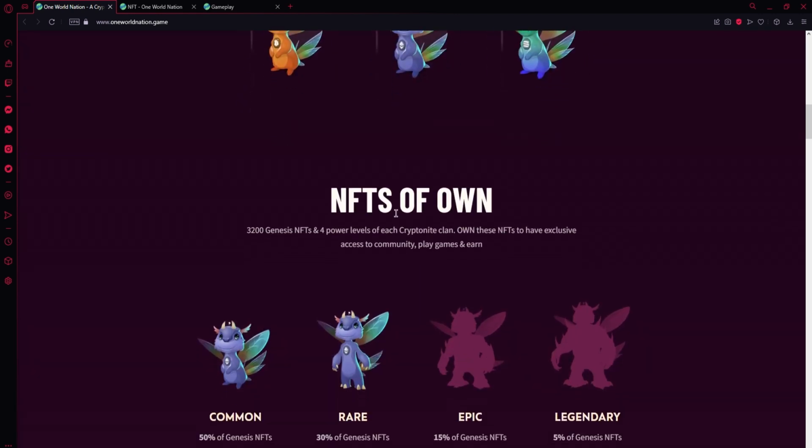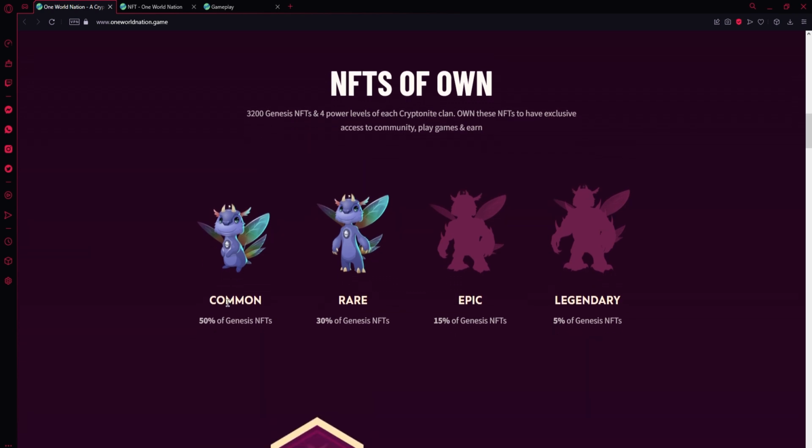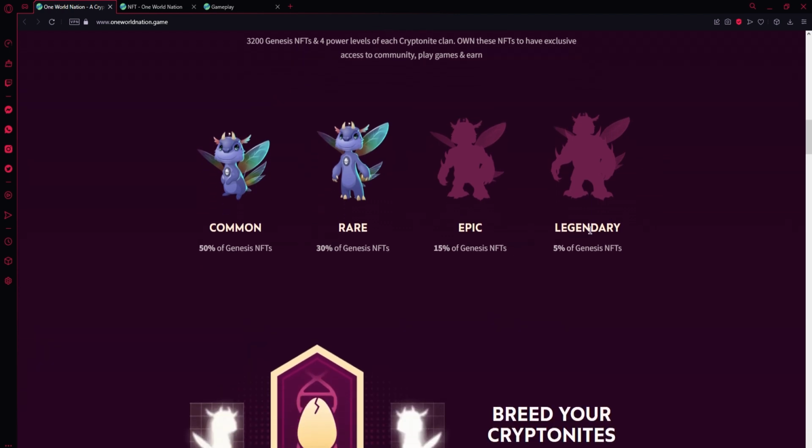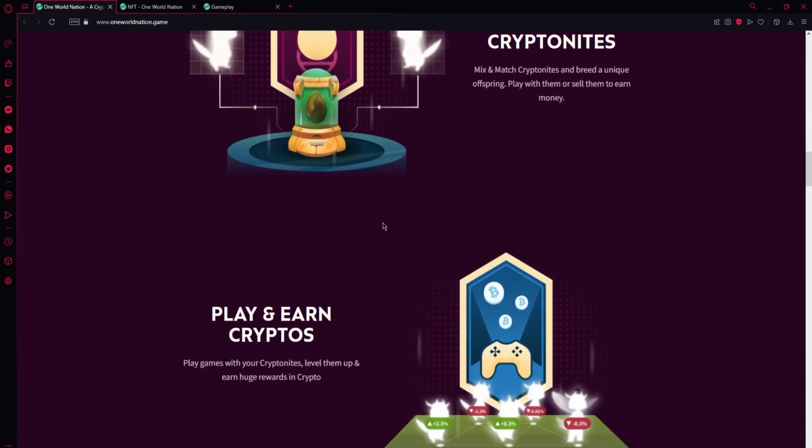You can see the NFTs of OWN: 3,200 Genesis NFTs for the power levels of each Cryptonite clan. Own these NFTs to have exclusive access to the community, play games, and earn. You can see the common one here, 50% of Genesis NFTs. Rare is 30%, epic 15%, and legendary takes 5%, guys. Breed your Cryptonites: mix and match Cryptonites and breed a unique offspring, play with them or sell them to earn money.